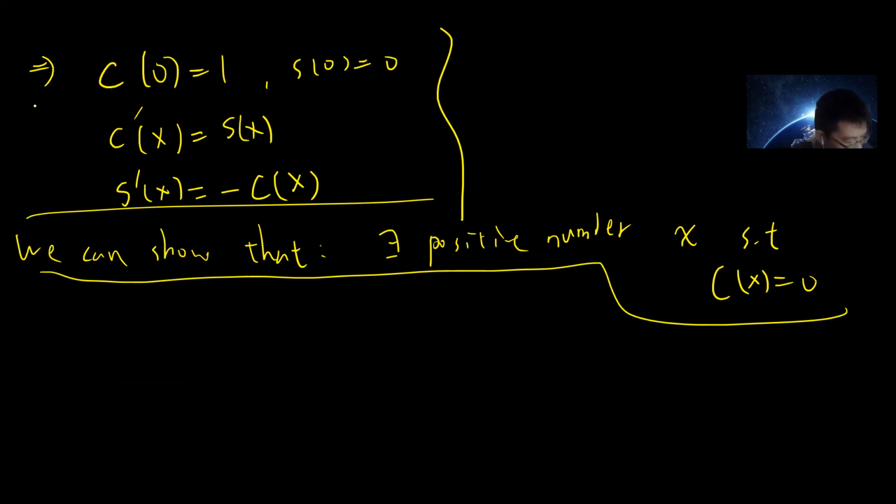Okay, so let's prove this. I want to prove that there is a positive number x such that cosine of x is 0, or C of x is 0. The reason goes as follows. We know that C of 0 is 1.